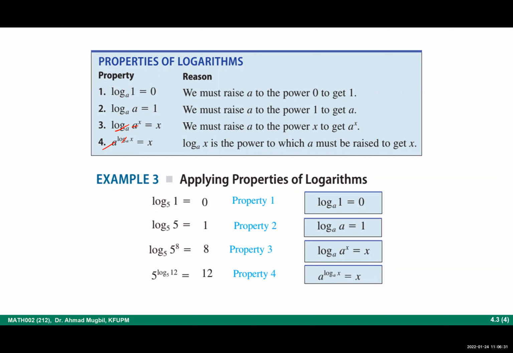Notice here that 5 is the base. This is different from 5 to the power log 5 of 12. This is 5 all to the power of the logarithm; the logarithm is in the exponent.